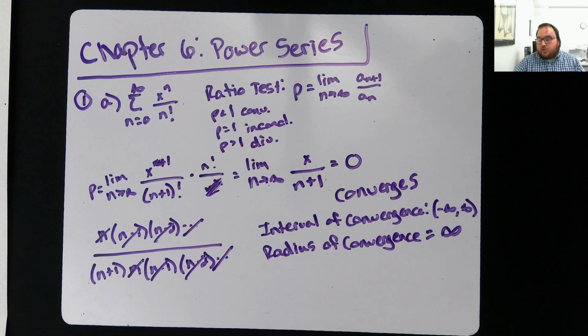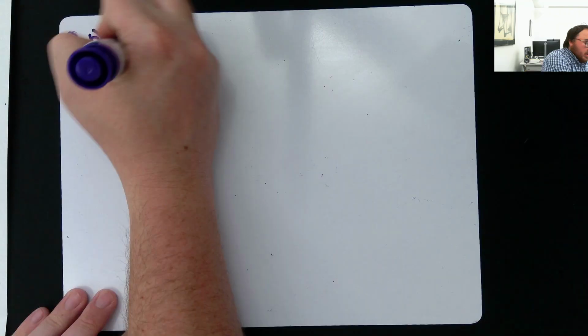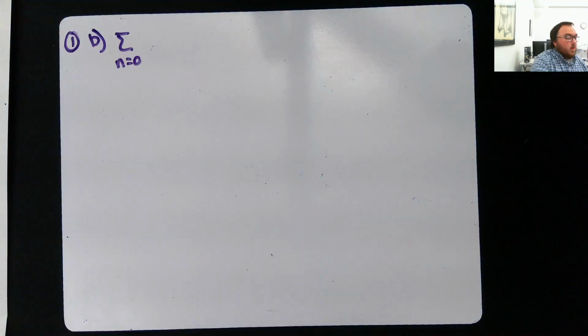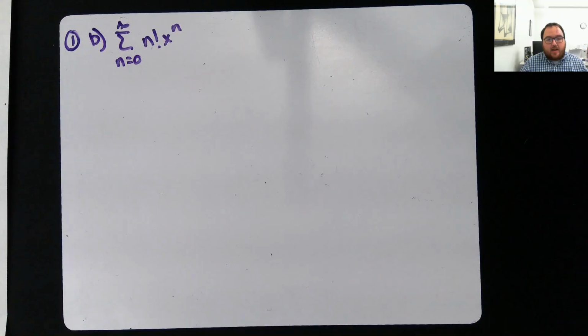Let's do another example. This is still example 1, just B. Sum from n equals 0 to infinity of n factorial x to the n. So once again, there's something weird in there, so I'm going to use the ratio test. So do the same thing as what I did. Again, because there's a weird term right there, do the ratio test.